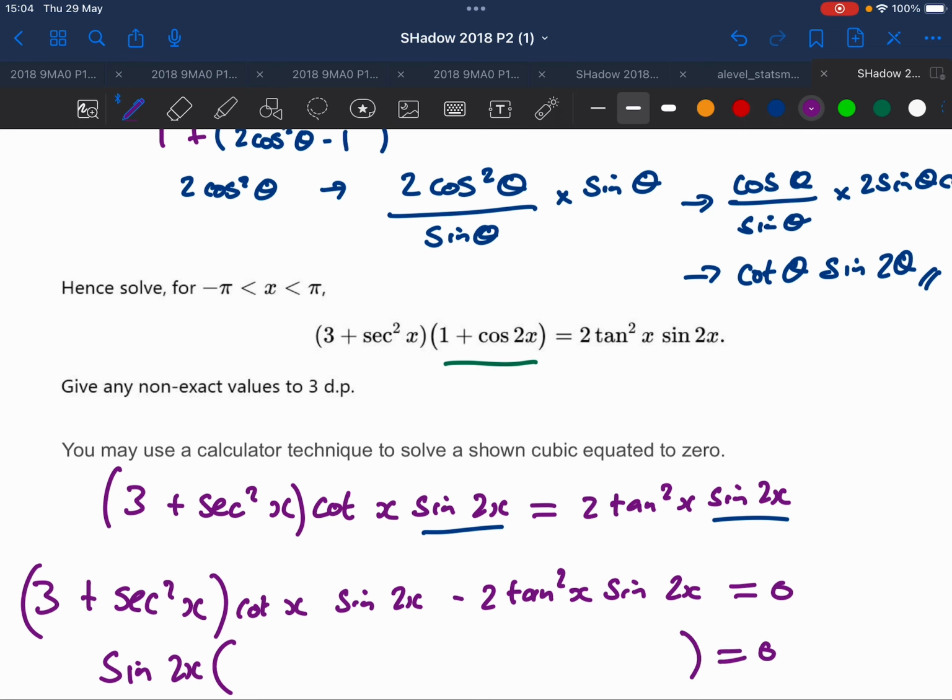So why is this important? It's important because you've got to recognize that sine 2x could lead to solutions. Okay, like we'll just try this for example.